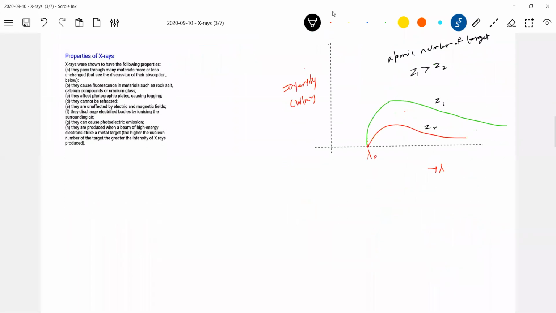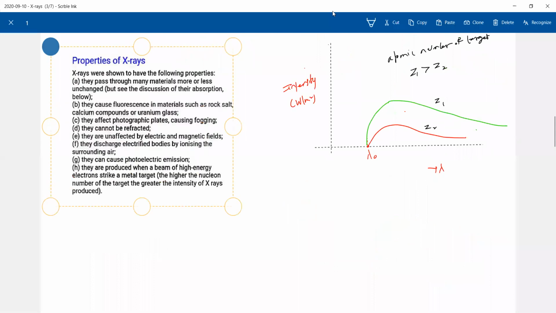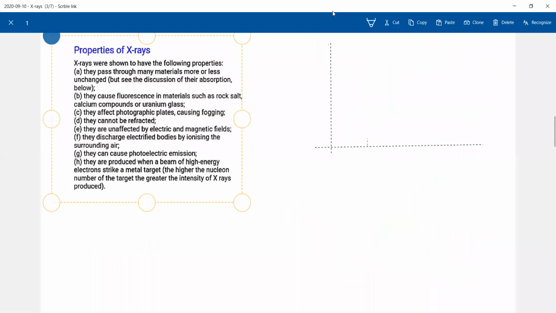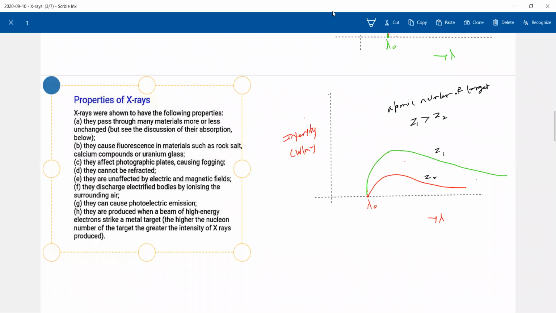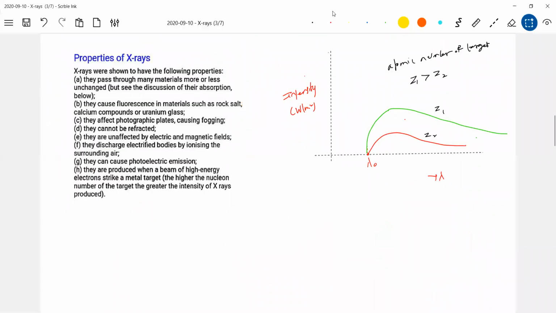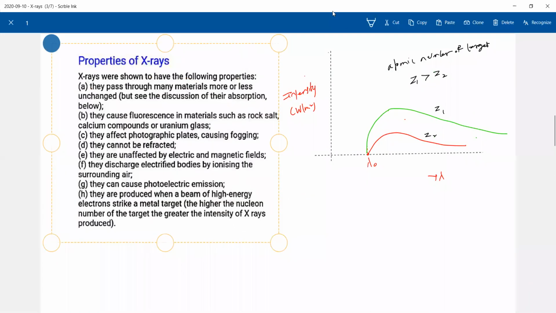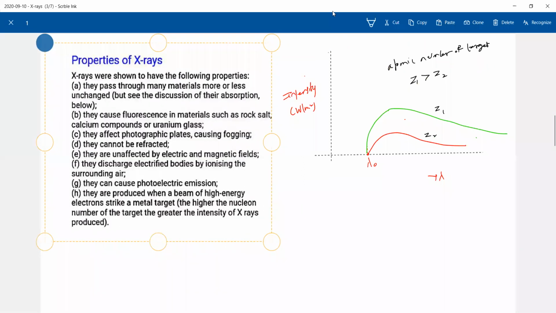Now let's come to the properties of X-rays. After studying all this much about X-rays, let's concentrate on the properties here. Now, one by one, let me summarize things.